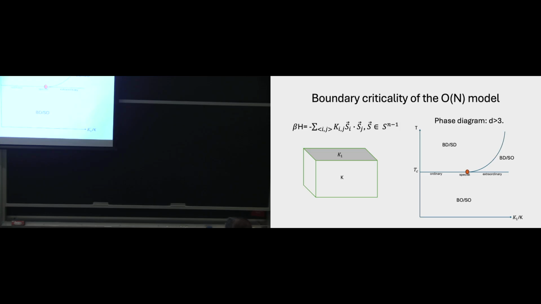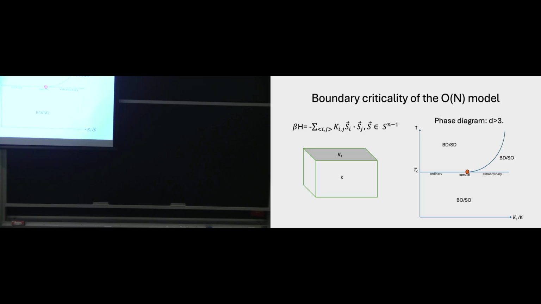For T above Tc, the system is disordered. The x-axis is K1 over K. When the boundary coupling is small, it orders at the same temperature as the bulk. This line is called the ordinary transition.